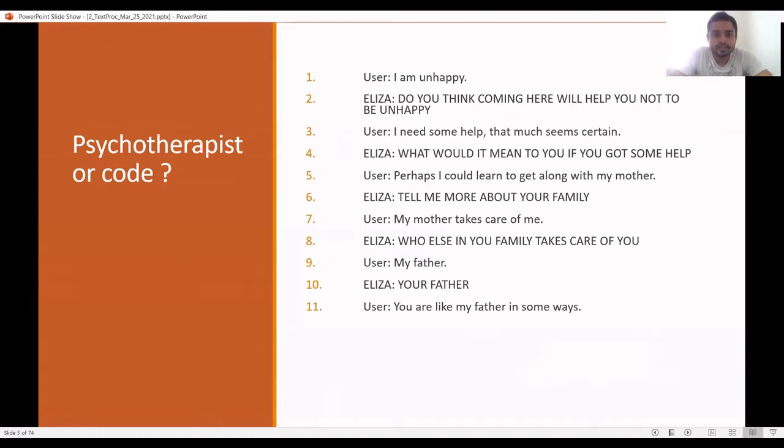Now, let's look at an example of an NLP system. This dialogue above is from Eliza, an early natural language processing system that could carry on a limited conversation with a user by imitating the responses of a Rogerian psychotherapist. This system was designed in 1966, that is way back.